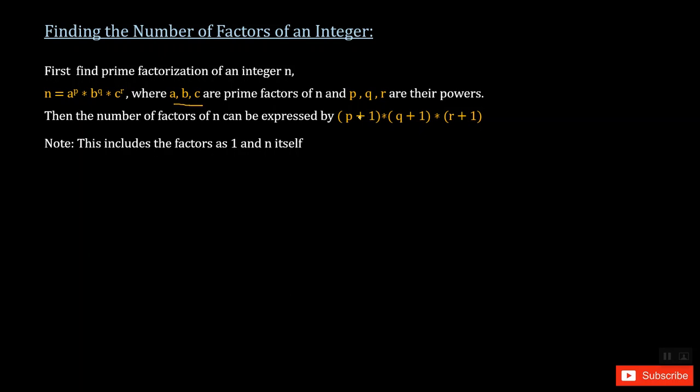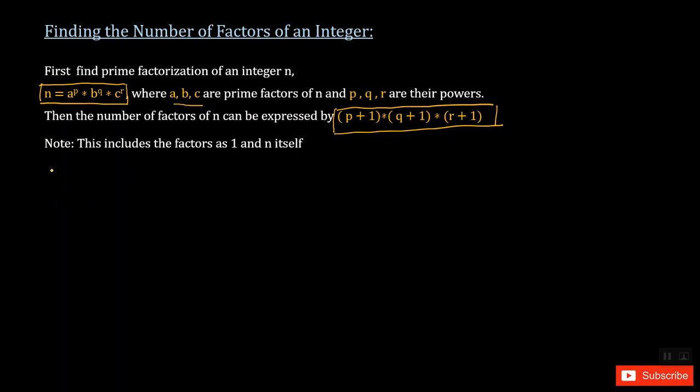In that case, we can calculate how many factors the integer n has by using this rule: p plus 1 times q plus 1 times r plus 1. So this is the prime factorization, and this is how we find the number of factors. But whatever factors we are calculating, those factors include 1 and the number itself.